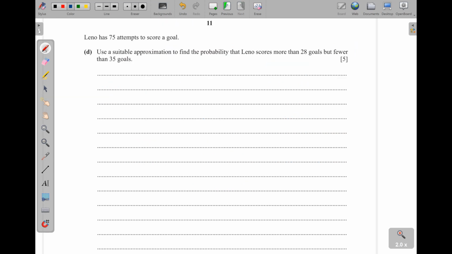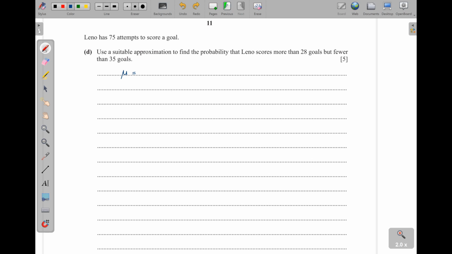Okay. Next, Leno has 75 attempts to score a goal, but they use a suitable approximation to find the probability that Leno scores more than 28 goals but fewer than 35 goals. Of course, this is a binomial approximation to the normal. And for the normal distribution, we need to get the mean, but the mean we are going to get is the one that is coming from the binomial. Okay, so this is the binomial distribution because n is known, and the scores are independent of each other.